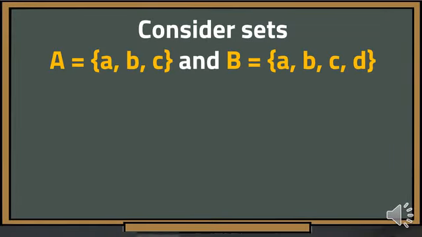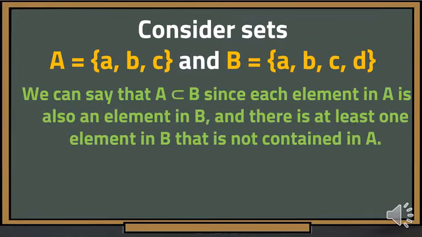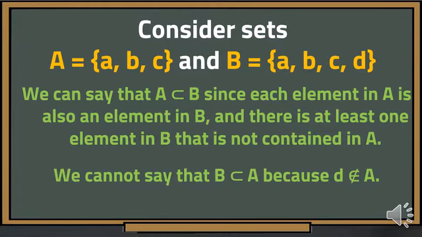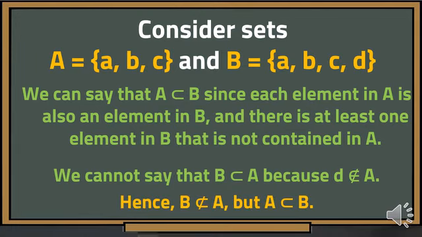Okay, let us consider these sets. Set A contains A, B, C and set B contains A, B, C, D. We can say that A is a proper subset of B, since each element in A is also an element in B, and there is at least one element in B that is not contained in A. We cannot say that B is a subset of A because the element D is not an element of set A. Wala namang D sa set A. We can say that A is a subset of B, pero si B hindi niya subset si A kasi wala naman pong D kay A. Hence, B is not a subset of A, but A is a subset of B.